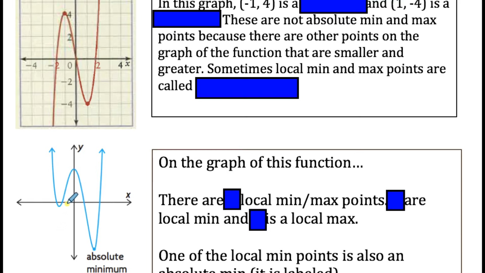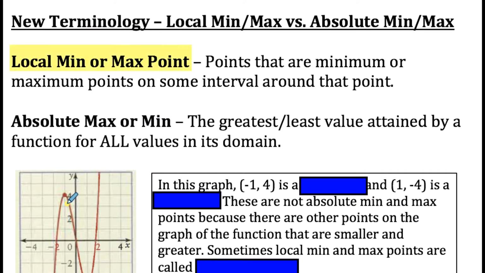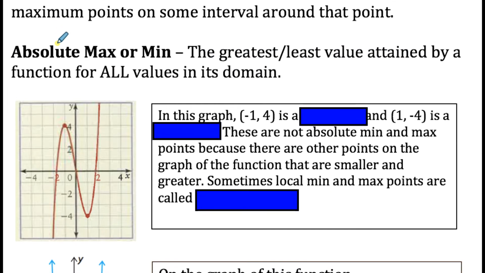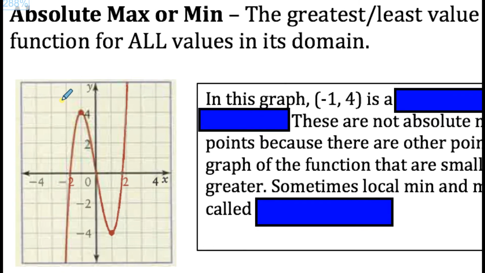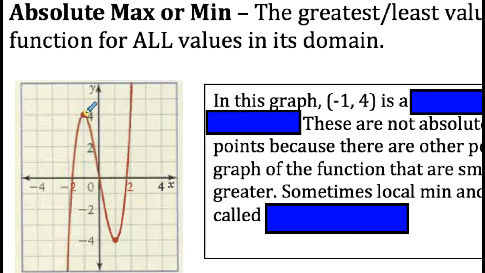Now those turning points are all what we call local min or max points. Let's look at the definition for local min or max points. They are points that are minimum or maximum points on some interval around that point. So for example, let me zoom in on this a little bit here just to make sure you're clear on what I'm talking about. Now, this point right here, we call that a local max point because on some interval around that point, let's say this interval right here, that point is the highest the function ever goes. So that's what we call a local max point.